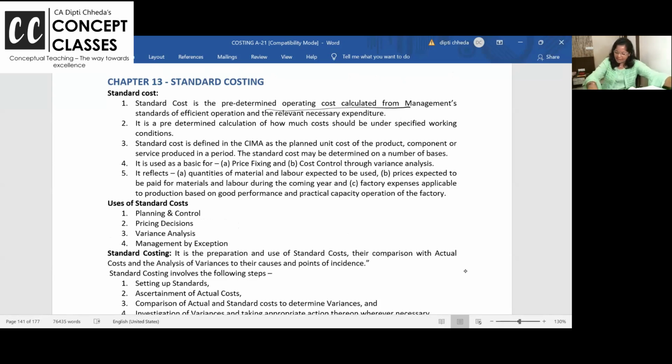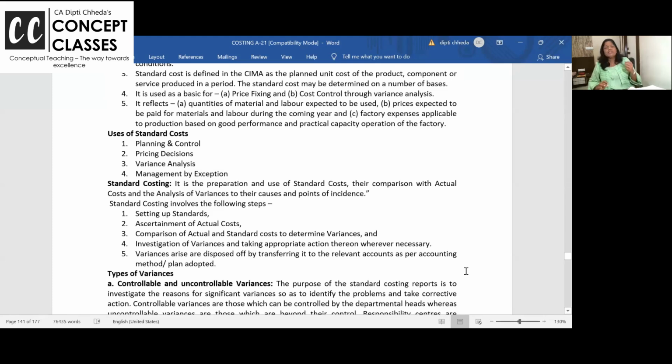Standard cost is the planned unit cost of the product component, and it is used as a basis for price fixing, cost control and all. What is the use of doing all this? Frankly speaking, in layman's terms, this is a postmortem. It is done, we decided the standard cost, the actual cost has been incurred, but at least if you do the analysis now, what was the reason, you can plan accordingly.